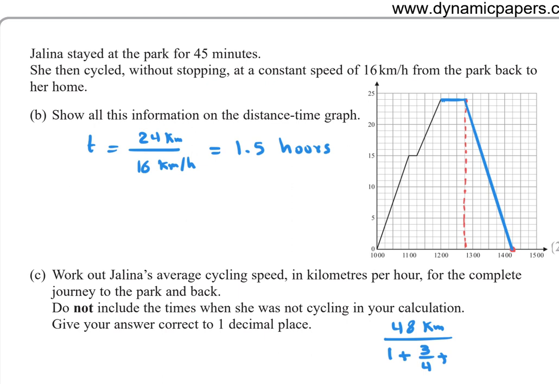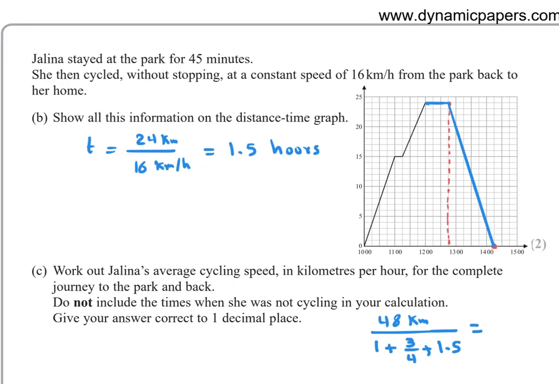And for coming back, 1.5 hours, so plus 1.5. Now divide the total distance by the total time, so equals 14.8 kilometers per hour to one decimal place.